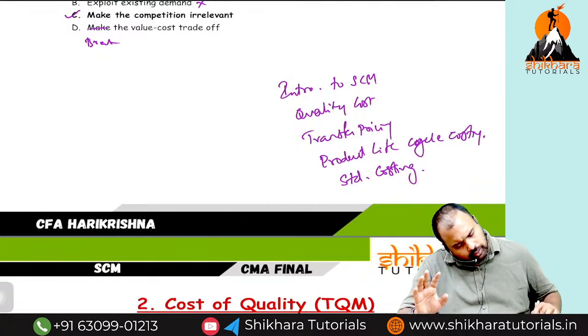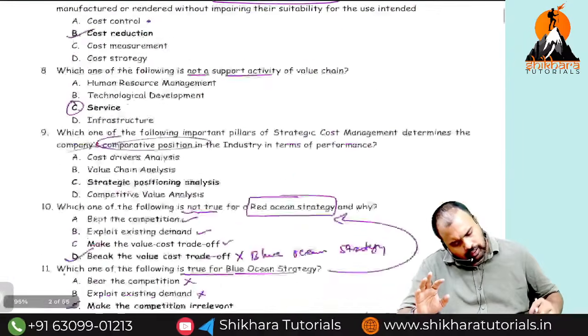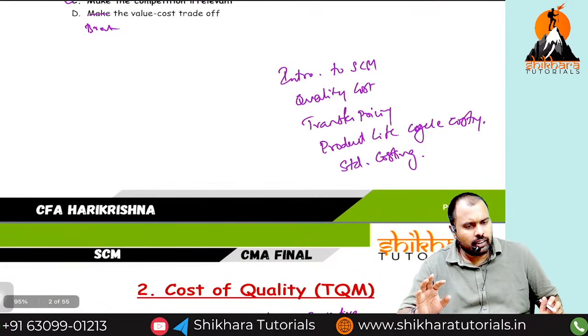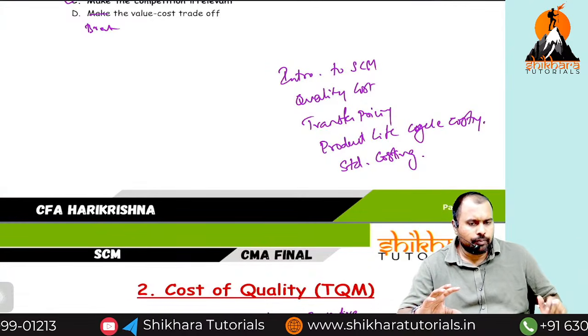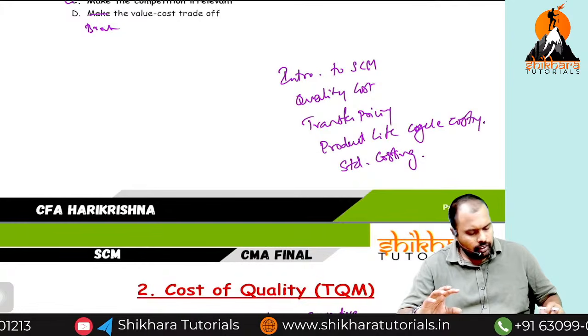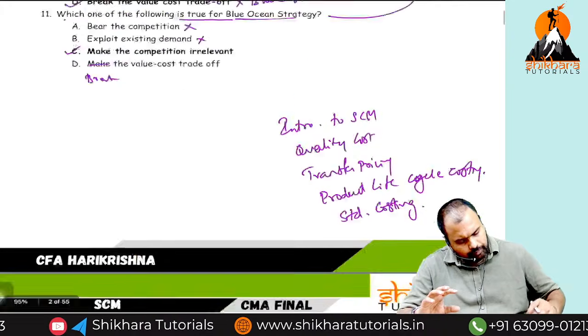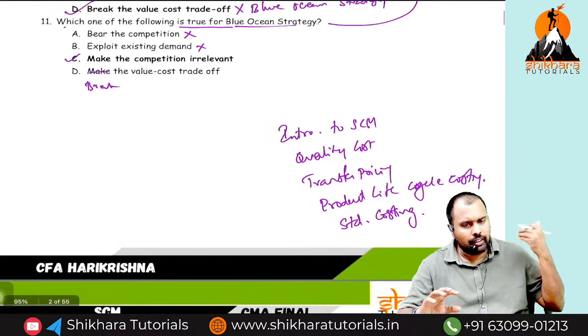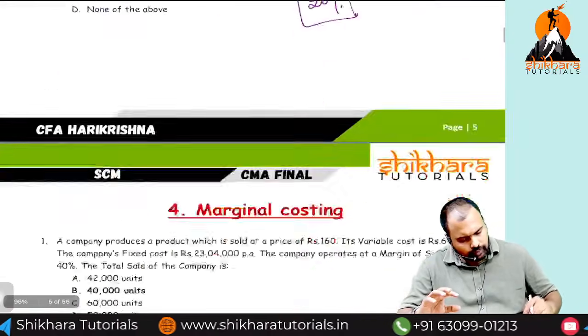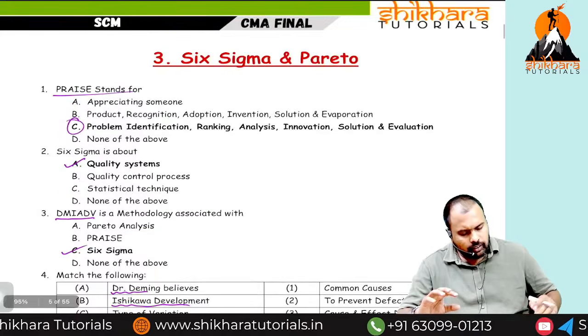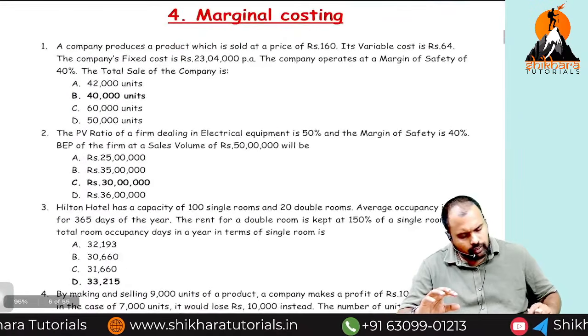Clear? Okay. Then now let us start with marginal costing. To some extent we will complete today, and remaining questions we can see tomorrow, because it's a bit lengthy one, so some questions we can see. Then from now we can go in a sequence. Six Sigma and Pareto are also completed. Then marginal costing.